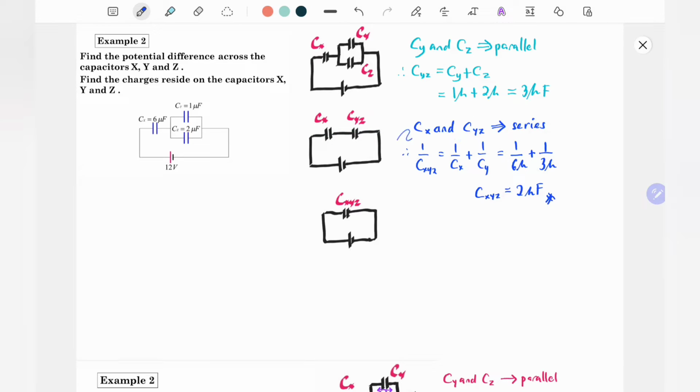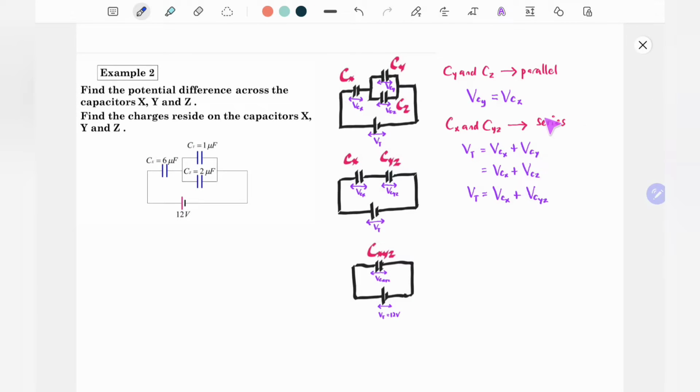For any series arrangement, remember we need to calculate the equivalent capacitance using 1 over C, isn't it? So 1 over CX plus 1 over CYZ equals 1 over C total, which is CXYZ. So 1 over 6, and the value of YZ from before is 3, so 1 over 3 micro, and then you will get 2 microfarad. So this is C total or C equivalent.